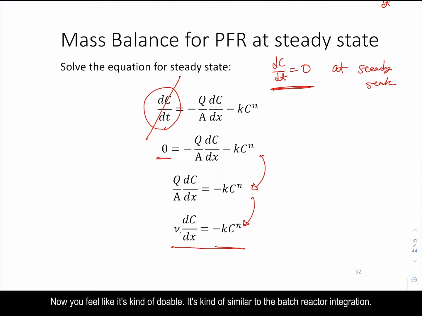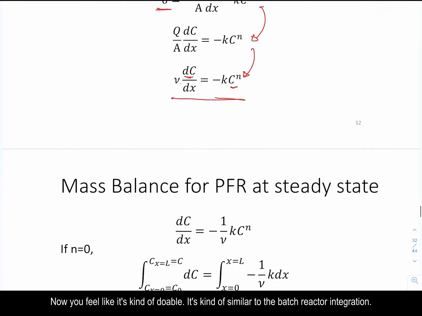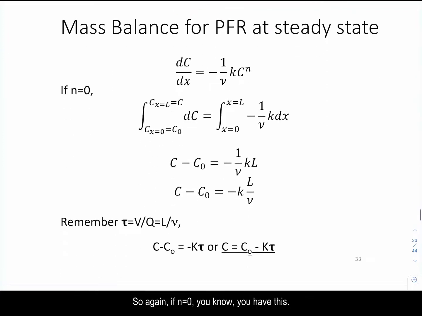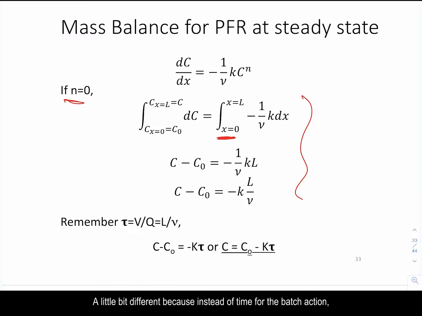And now you feel like, yeah, it's kind of doable. Now I know dC, C^n, and dx. It's kind of similar to the batch reactor integration that I've seen before, right? So again, if n equals 0, you have this. And just one thing, the integration is now a little bit different, because instead of time for the batch reaction, now we have this distance, right? So x equals 0 and x equals L.